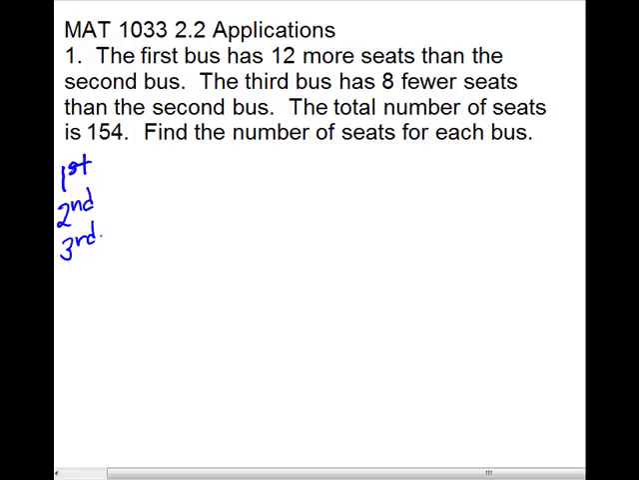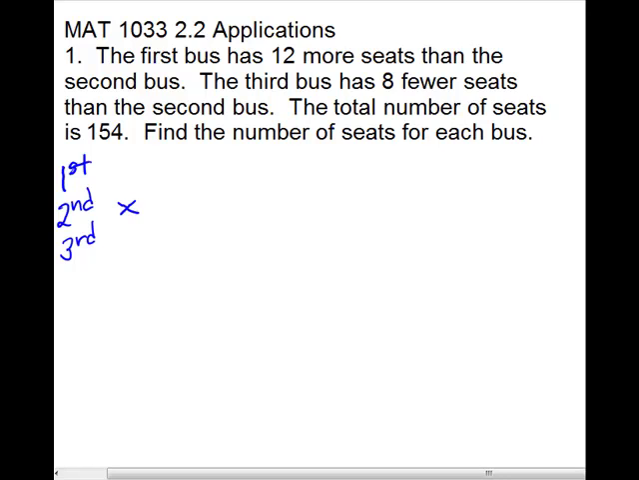So when we read the first sentence, the first bus has 12 more seats than the second bus, they don't say anything about the second bus. When we read the next sentence, the third bus has 8 fewer seats than the second bus, this one also refers back to the second bus. So the second bus is going to be our variable. We will call it X. We're going to translate the other two.